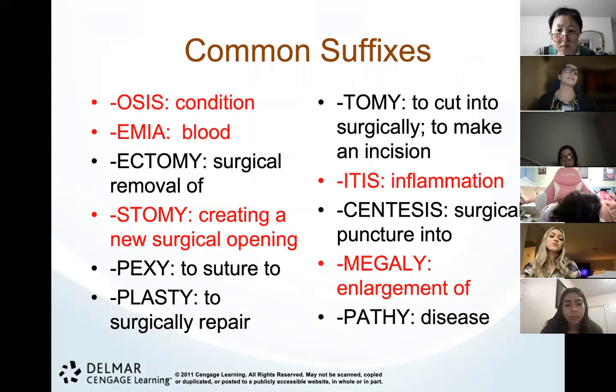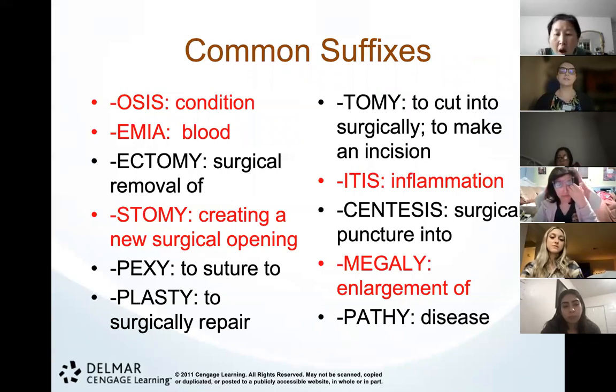Centesis, that's the surgical puncture into. So remember when I was talking about cystocentesis, cysto being the bladder, centesis is that surgical puncture into. So a cystocentesis is when we obtain a sterile urine sample from our patient. So we'll actually take a sterile needle and syringe, attach the two together, and poke directly into the abdomen of our patient, right into the bladder, and be able to obtain a sterile urine sample.